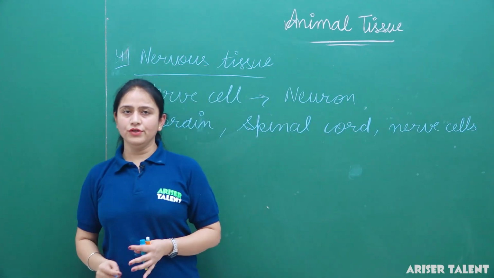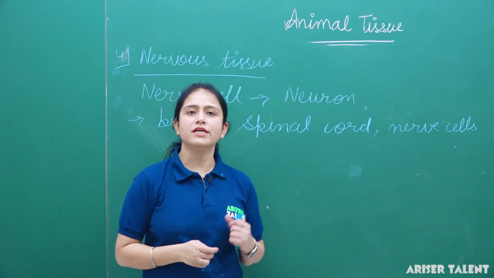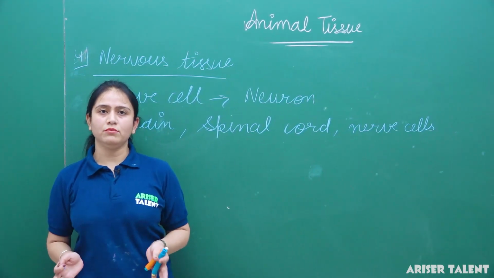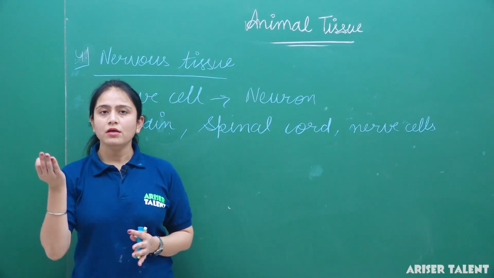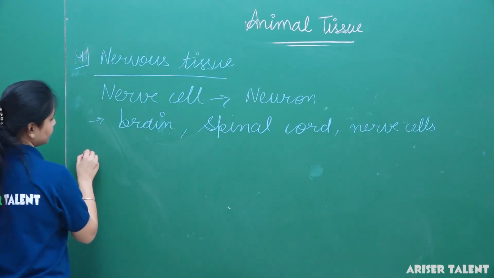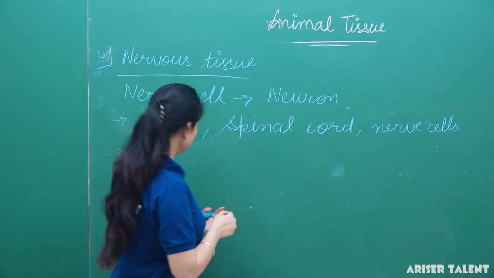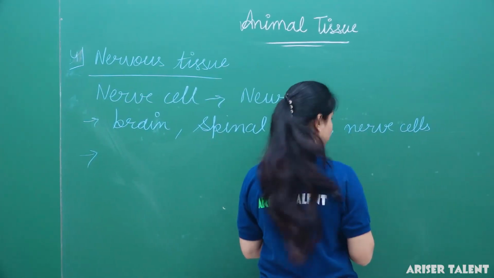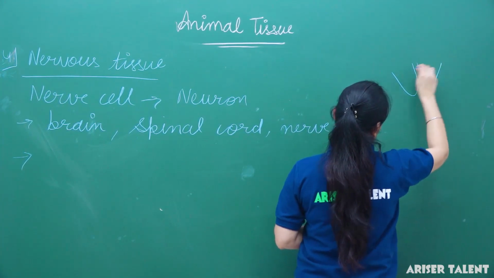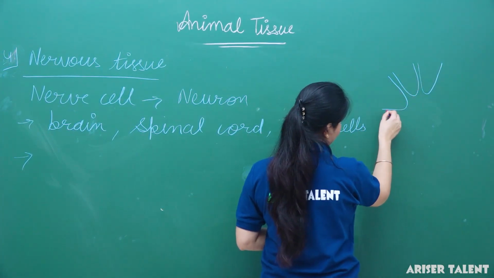What's the function of a neuron? When it receives a stimulus from within the body or outside the body, it gives signals to the brain and then again receives the messages from the brain. Okay. So this is the structure of a neuron.